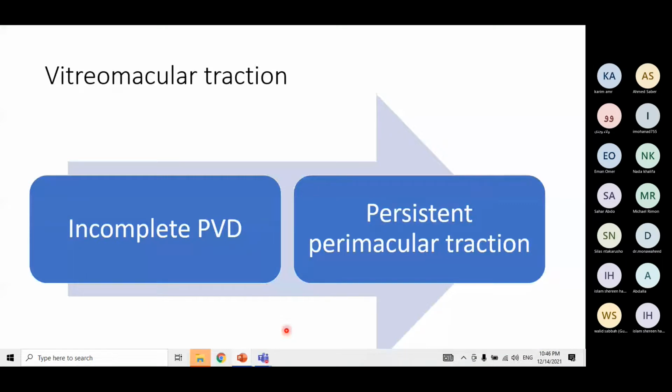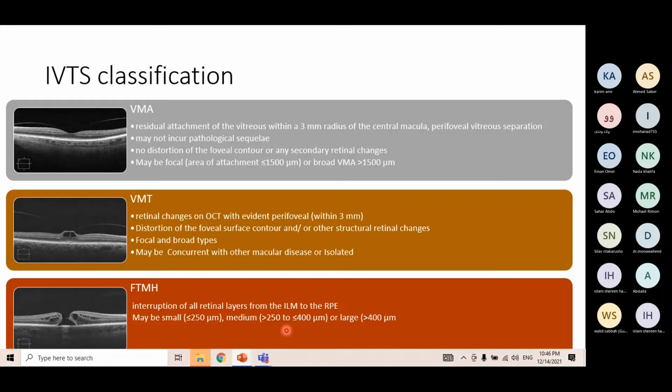An entity which is becoming more and more important now is the vitreomacular traction. This is more important after we started to study the macula with the OCT. So we have what we call the IVTS classification. We have what we call the vitreomacular adhesion. As you can see here, the posterior hyaloid is incompletely detached, but without any significant traction on the retina. This is called the vitreomacular adhesion. If it started to pull on the retina and giving this appearance, this is called the vitreomacular traction.